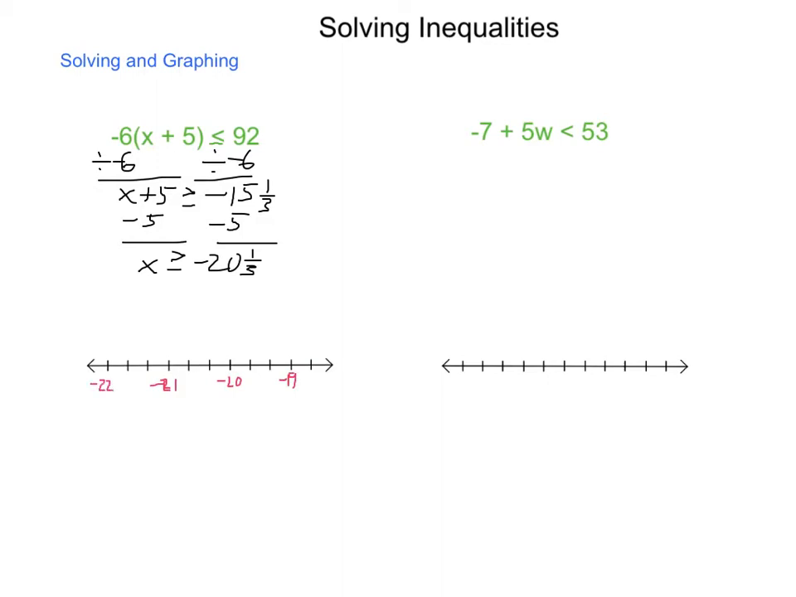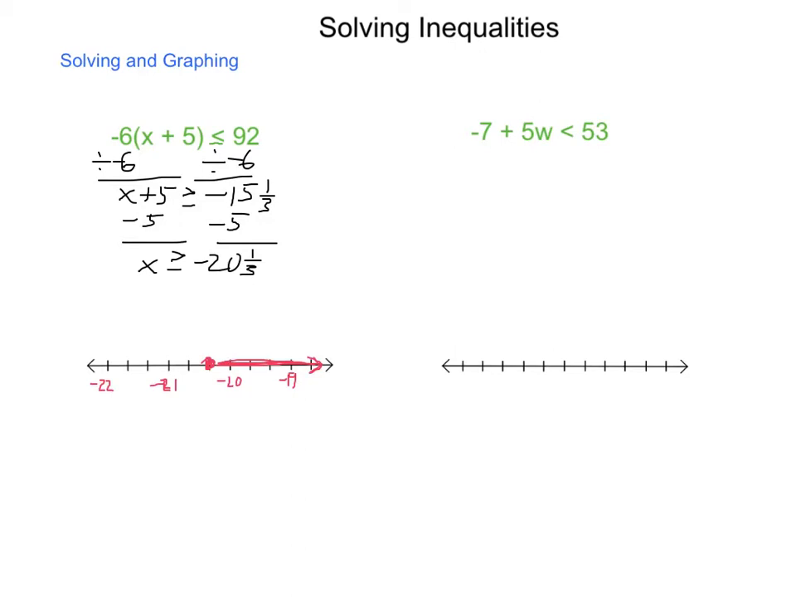Now at negative 20 and 1/3, I will have a filled in circle because it is equal to, and I want numbers that are greater than that. So I'm looking at everything that falls to the right.